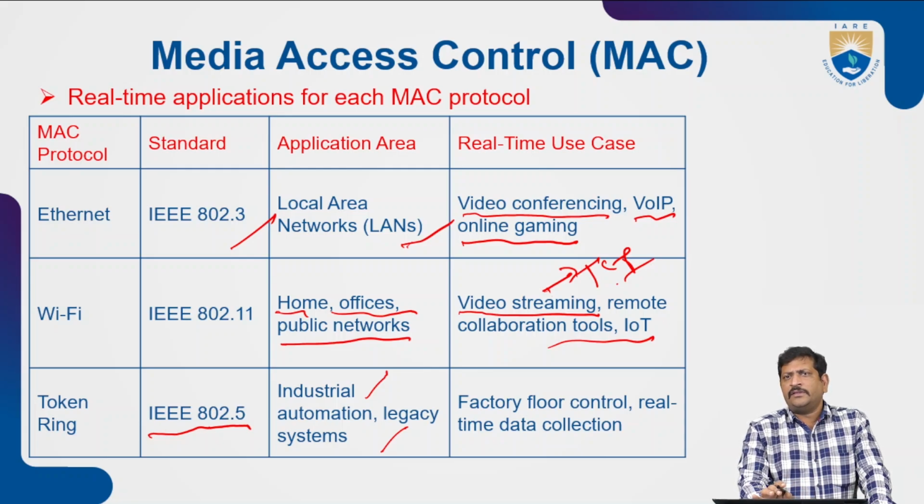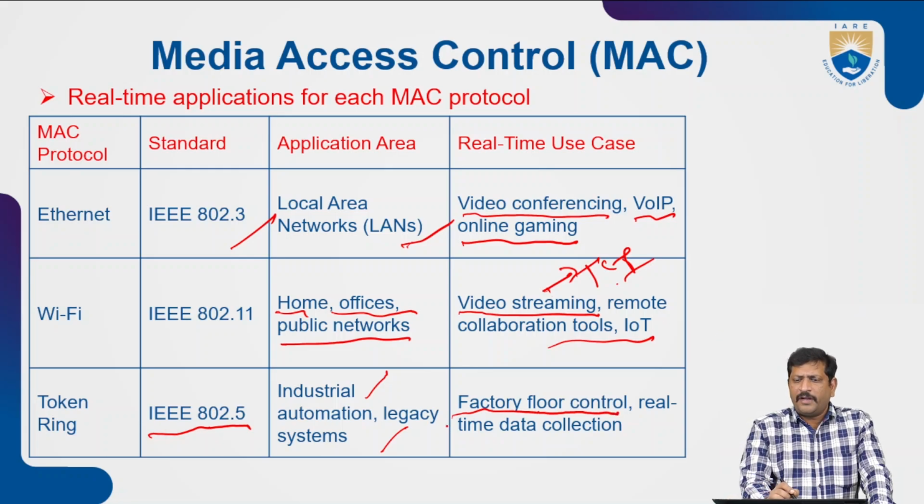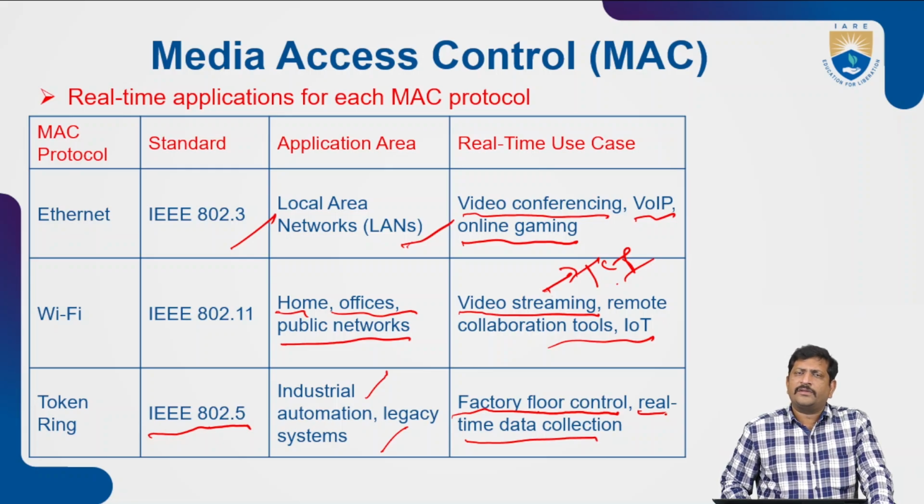Real-time use case is factory floor control. By using the token ring protocol, in factories or industries, the floor control mechanism can be done. Real-time data collection can be done by using token ring protocols.